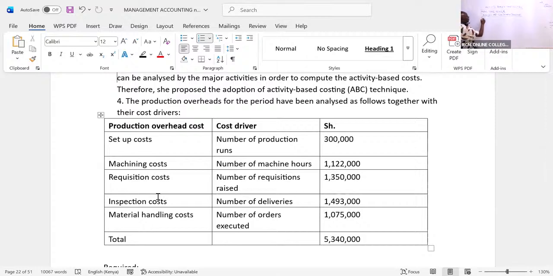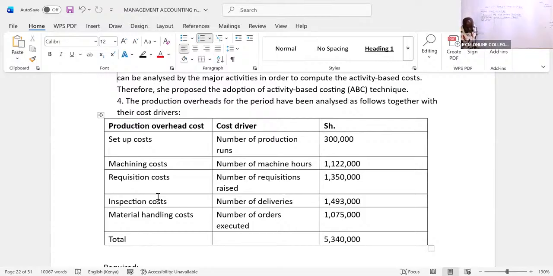So we have the cost drivers. I'm just copying the way they are. Remember these cost drivers. You shall be doing this for sofas, for tables and the beds. Tables and beds. So we start with setup costs.